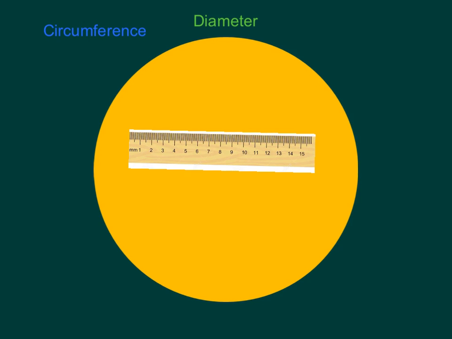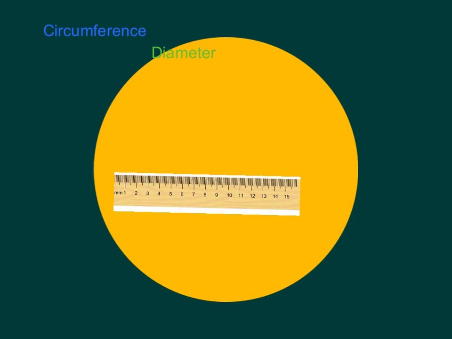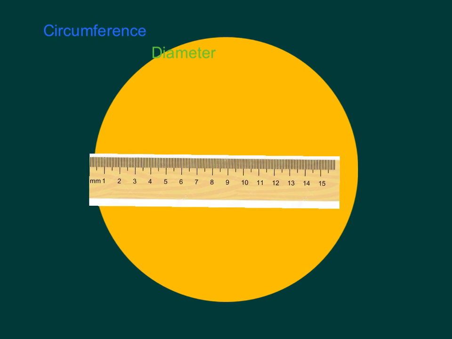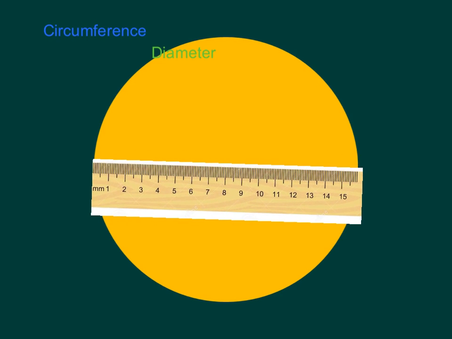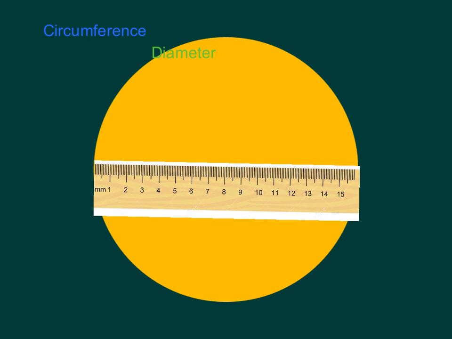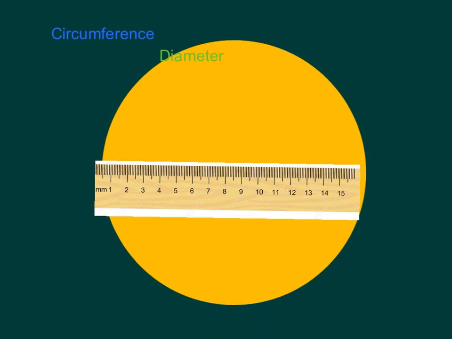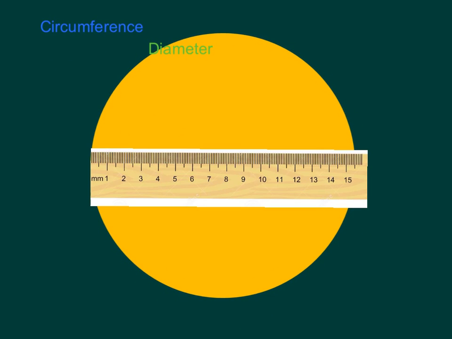In order to find the answer to that question, how are we going to find the circumference of a circle, we have to be familiar with another word, and that word is diameter. The diameter is the distance or the measurement from one side of the circle across to the other side of the circle. Knowing the diameter is only part of how we find the circumference.